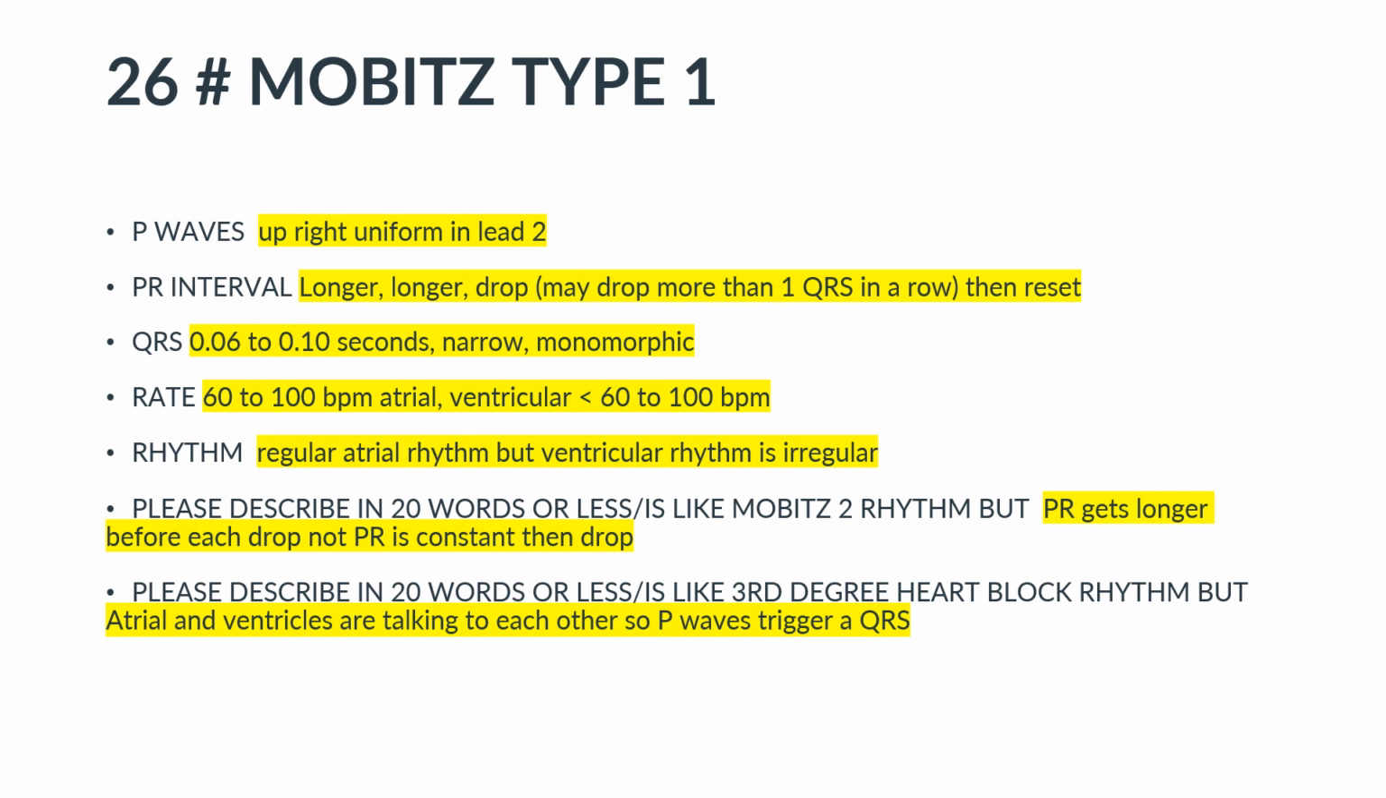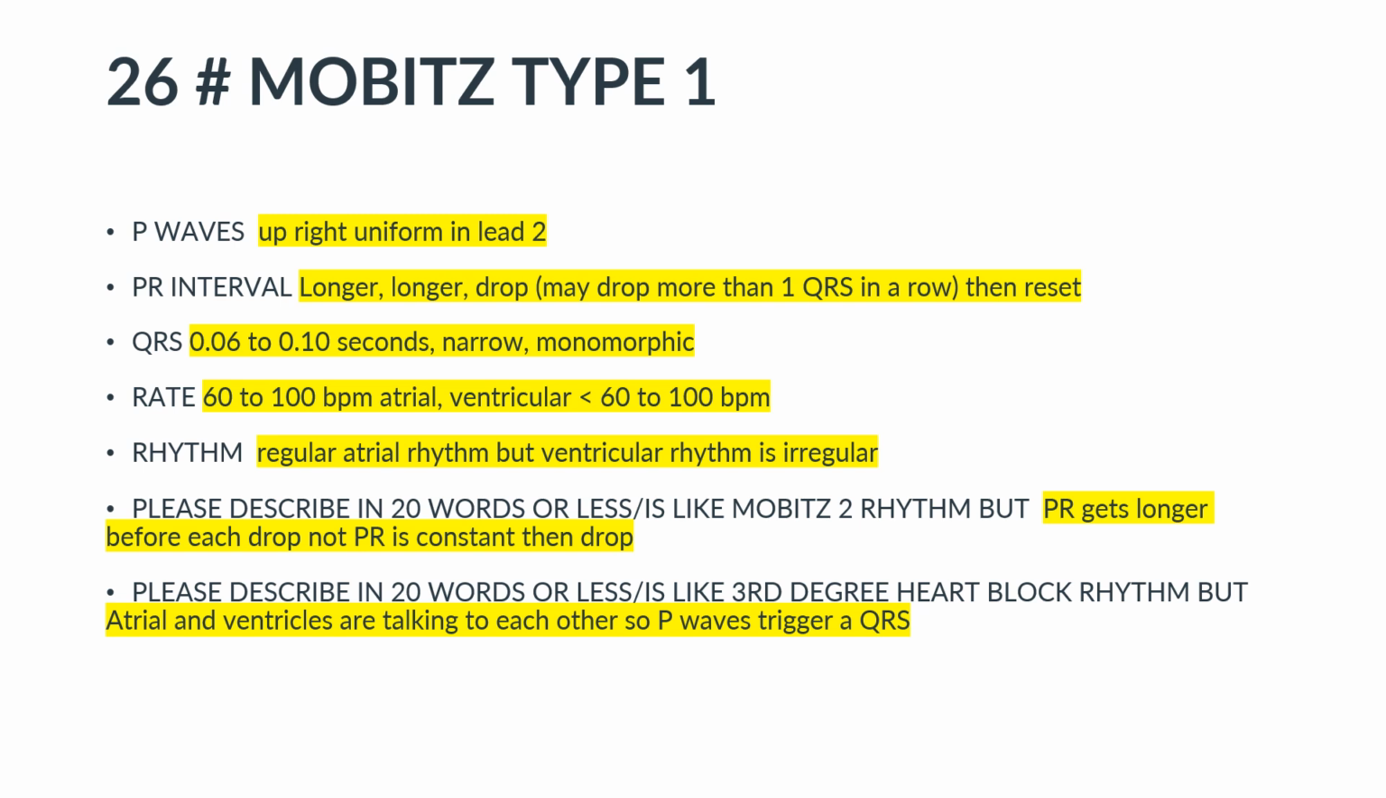0.06, 0.10 seconds, neuromonomorphic. Now, where it does get thrown off is, remember, the atria tell the ventricles: beat, beat, beat, beat. If electricity isn't going from the atria to the ventricles, the ventricles are going to beat slower than the atria. So if the atria are beating at 60 to 100, and some of those pulses aren't making it down, the ventricles are going to beat less than 60 to 100. Obviously, the more heartbeats you drop, the bigger of an issue that's going to be.